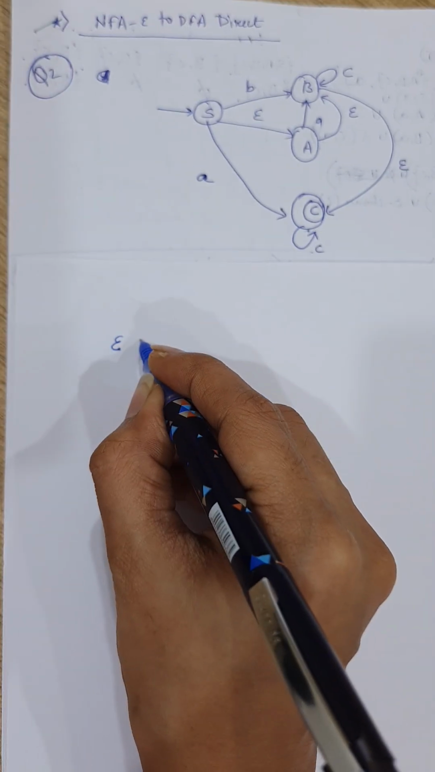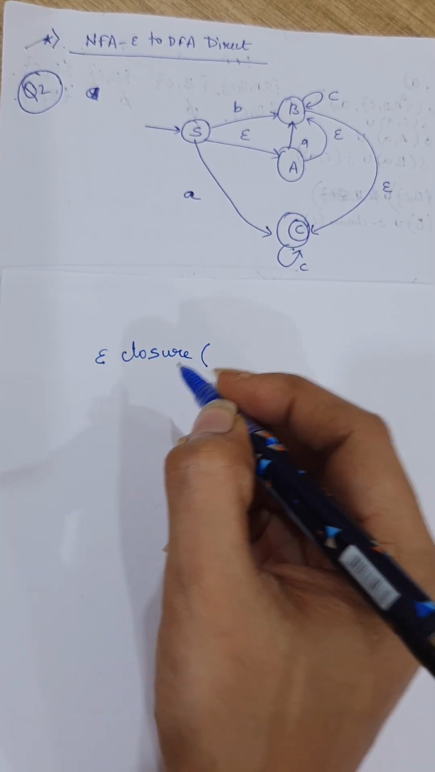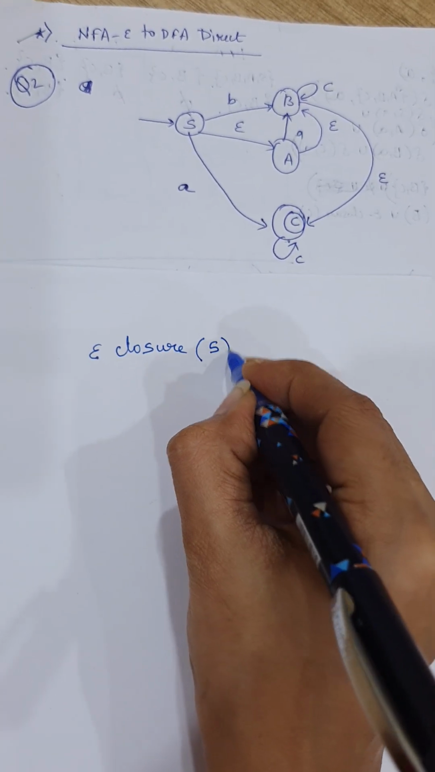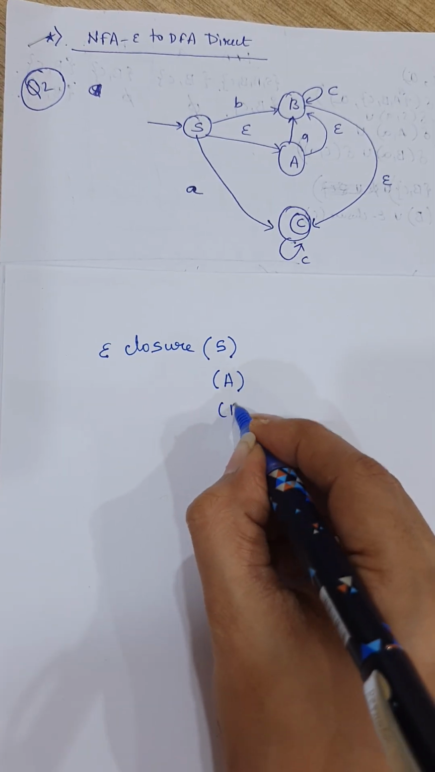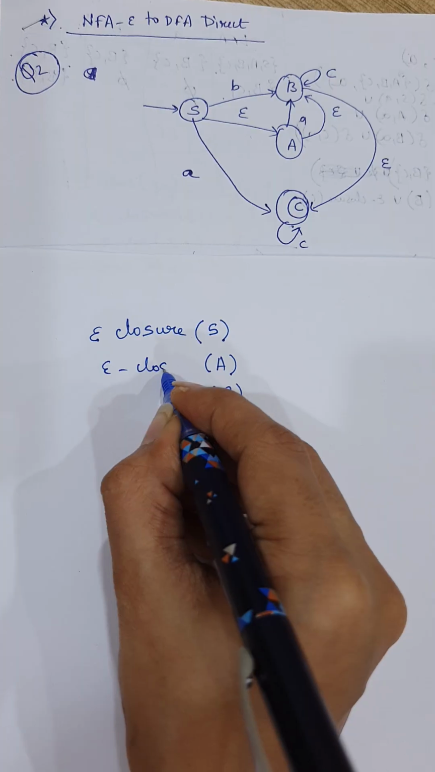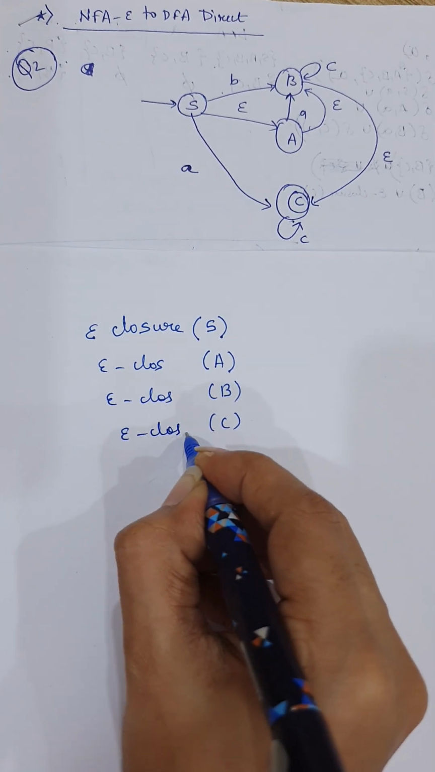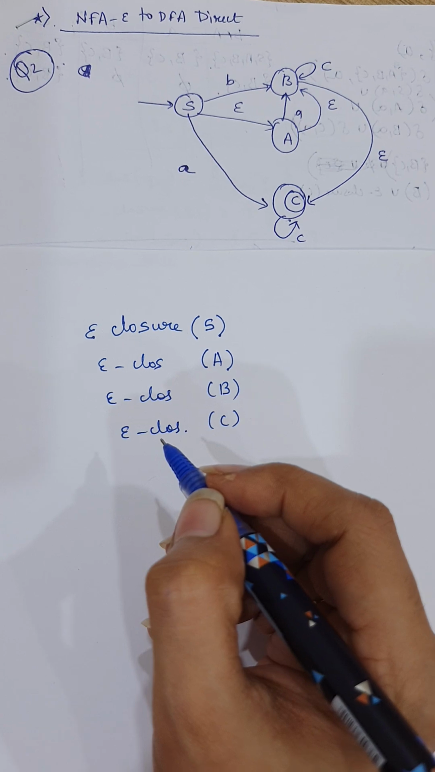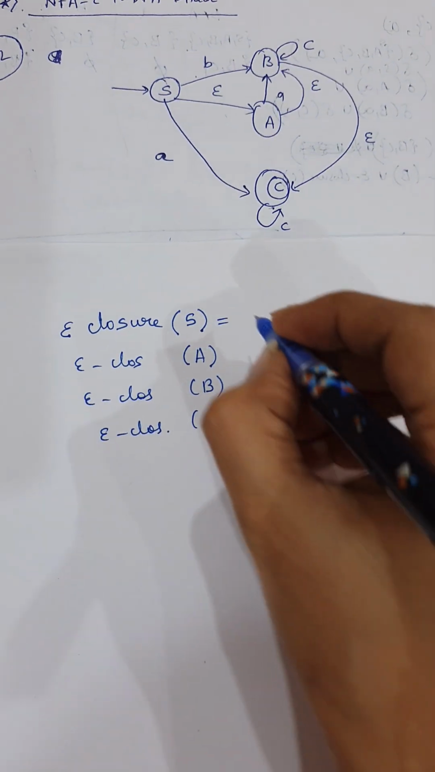So we'll find the epsilon closure of all these states. So we have S, next state is A, next state is B, and then C. So we will be finding the epsilon closure of all these states. Now how to find the epsilon closure? The closure includes the state itself.